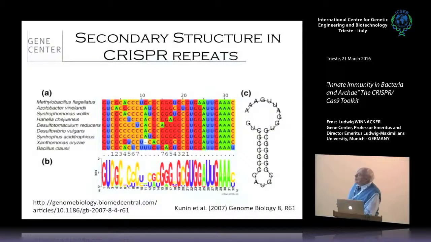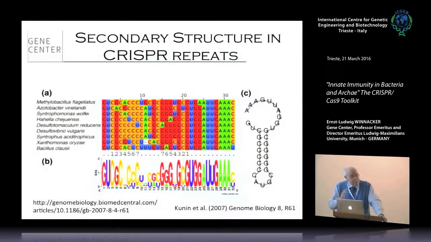You don't have to memorize them, but you can see they're everywhere in the bacterial kingdom, even in Archaea, and they can form these hairpins because they are palindromic. This is why the name is, the S and the P here is short palindromic repeats. They are not really very big, but they are indispensable for the process.